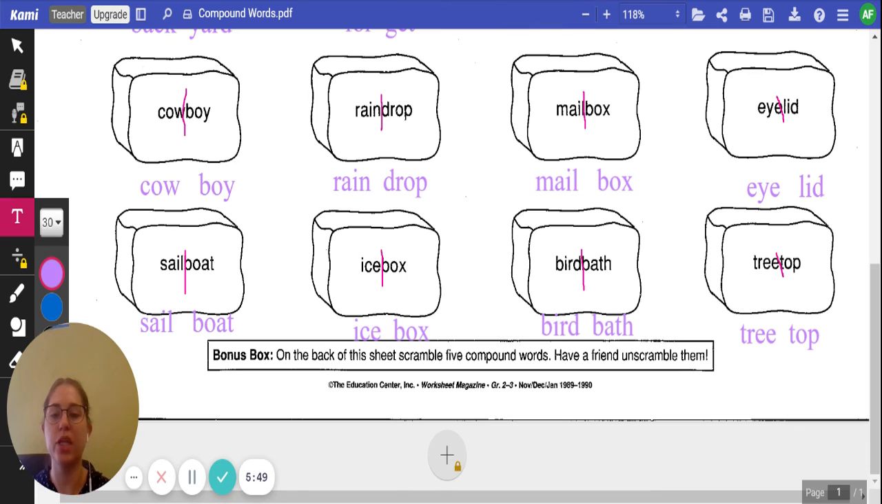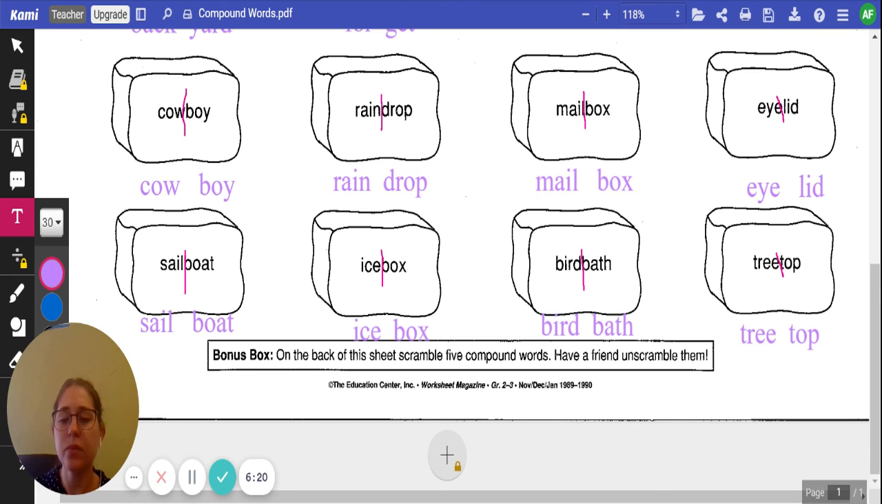Okay, let's review the 8 that you had to do on your own. Cowboy, we drew the line between the word cow and boy. Raindrop, we deconstructed it to become rain and drop, or a drop of rain. Mailbox, we deconstructed to become mail and box, a box for the mail. Eyelid, we deconstructed to become eye and lid, like a lid for your eye. Sailboat, we deconstructed to become sail and boat, a boat that sails.